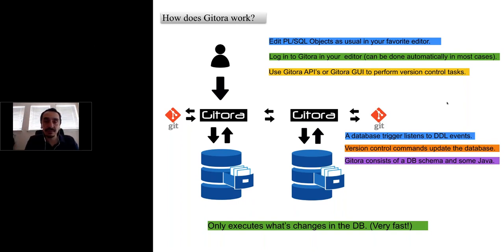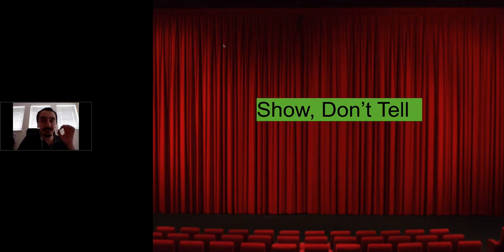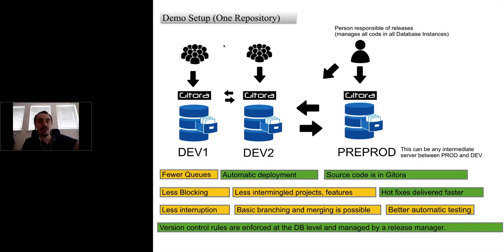Okay, so I'm going to do a demo. If you want to purchase Gitora and like the demo, I'm going to show you a demo now. And if you like it, it's going to be available for you for purchasing. So let's do some show, don't tell. This is a main principle in theater. You don't tell, you show. So this is what I'm going to show you today.